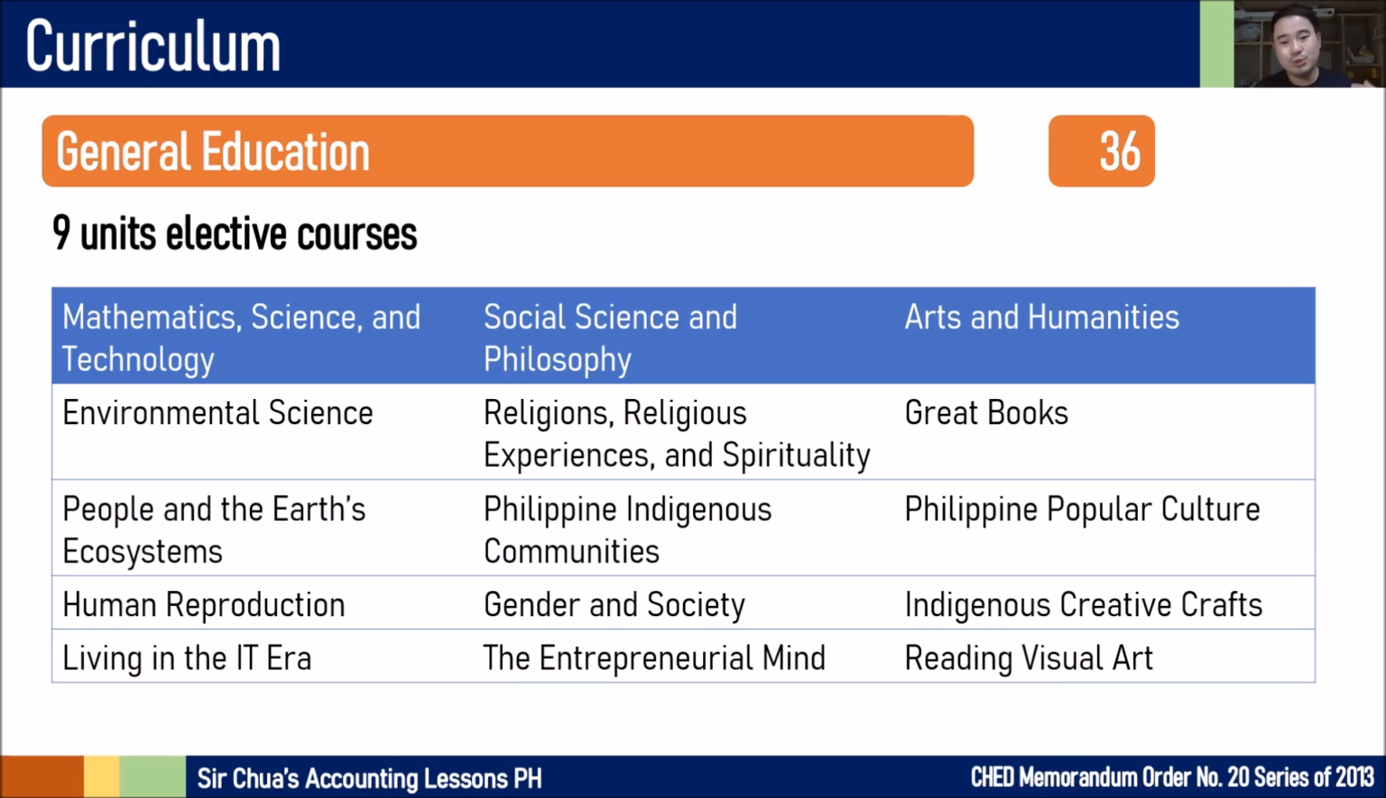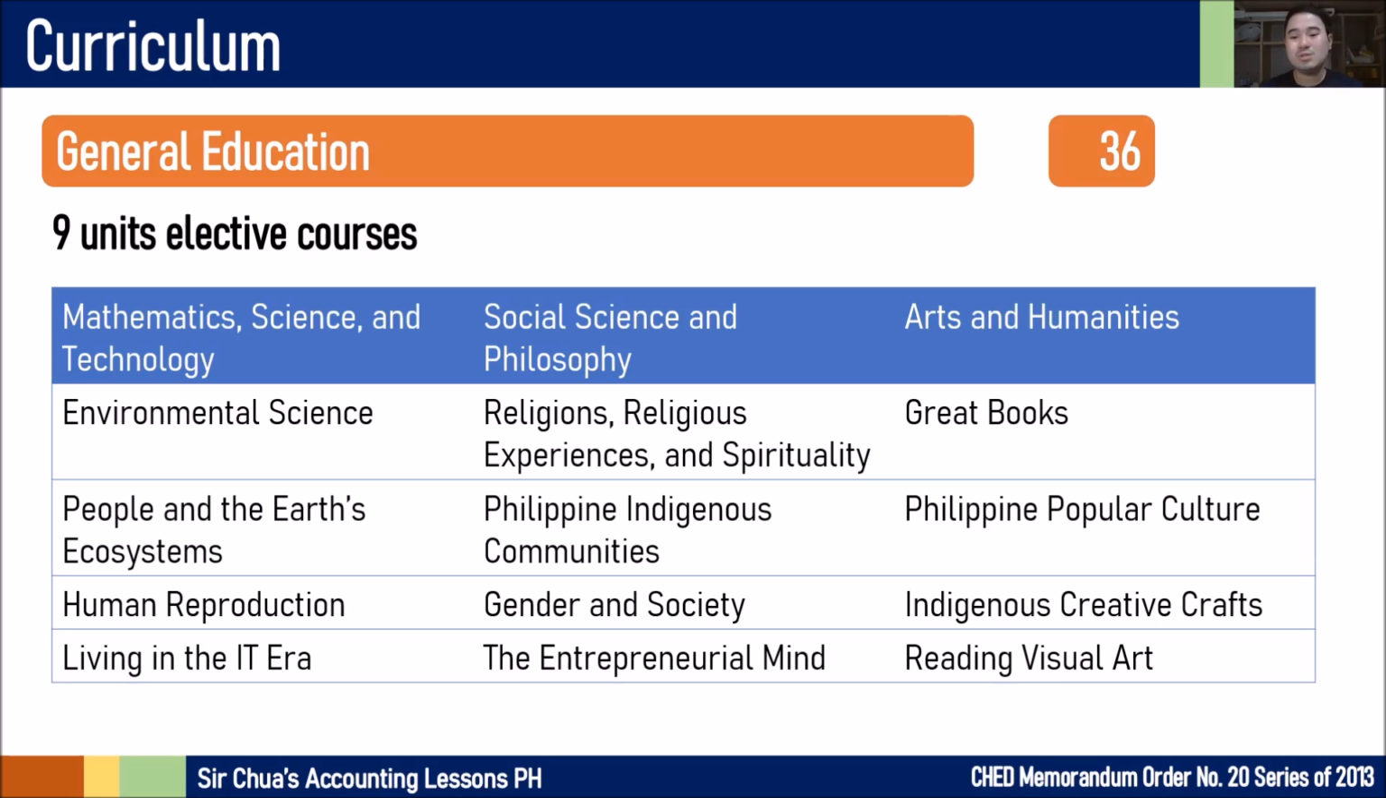But as I have told you earlier, schools or universities already fixed them for you. Hindi ka napipili. So may mga schools na ang ino-offer, living in the IT era, tapos entrepreneurial mind, tapos great books. Naka-fix na sa curriculum kung ano yung Gen Ed na itetake mo sa elective. So parang by essence, hindi na talaga siya elective kasi yung school na yung nag-fix for you. Or better saying, yung school na yung nag-select ng elective for you.